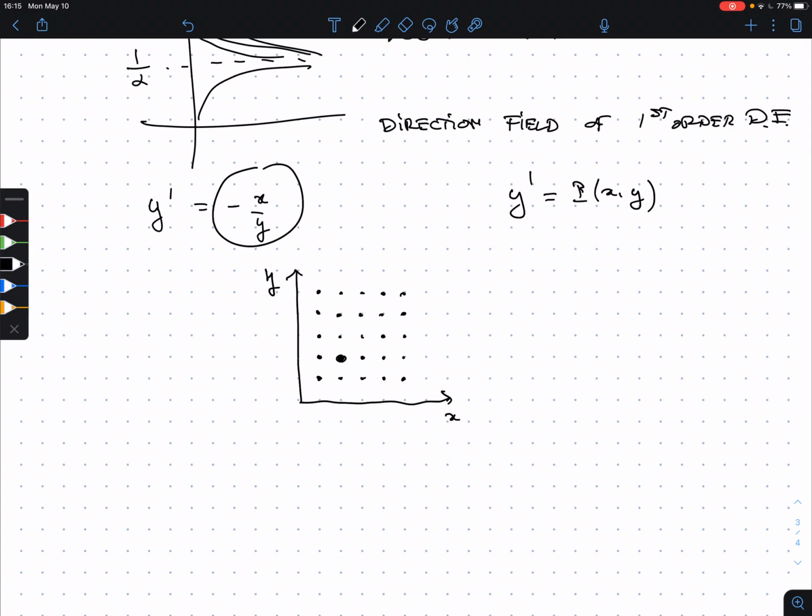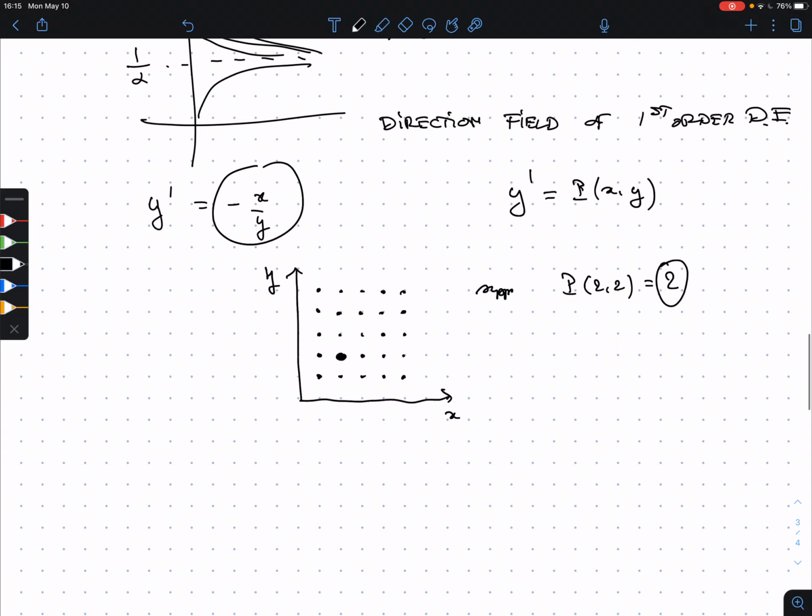So let's do this, we're concentrating on this point. This would be here, for instance, (2, 2), say. You plug this in, so you calculate P2 of 2, and that will be the slope of the function at that point. Suppose that P2 of (2, 2) is, let's say, 2. Okay, this means that it has a slope, what is 2?